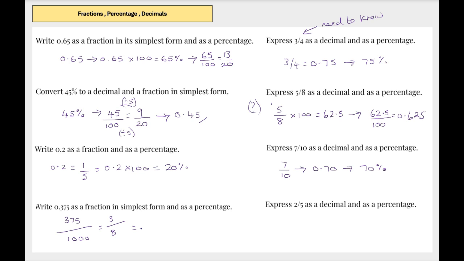And it's asking us to find the percentage. Well, we know what the percentage is. It's 37.5%.